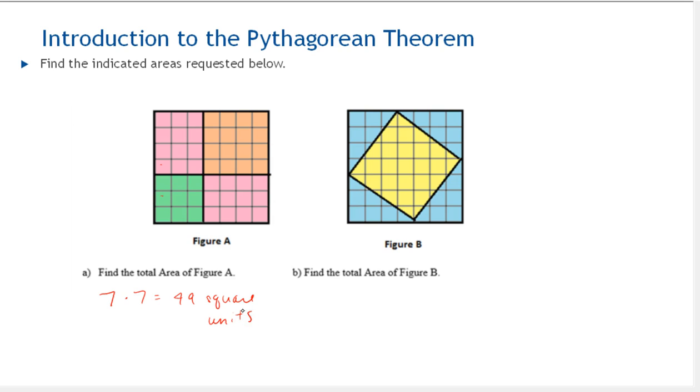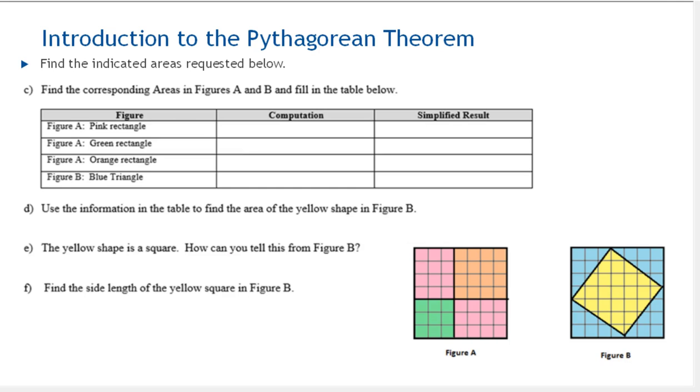And figure B, even though it's colored differently and partitioned differently, it also has a length of 1, 2, 3, 4, 5, 6, 7 by 1, 2, 3, 4, 5, 6, 7. So it is also 49 square units. So now that we've established that these figures have the same area, we're going to look at the different pieces, determine their areas to develop some ideas. So let's look at the next slide.